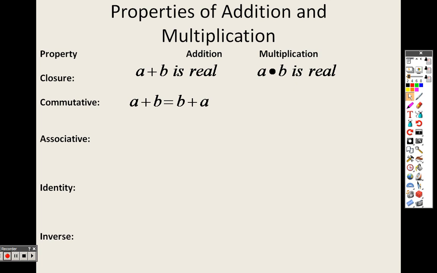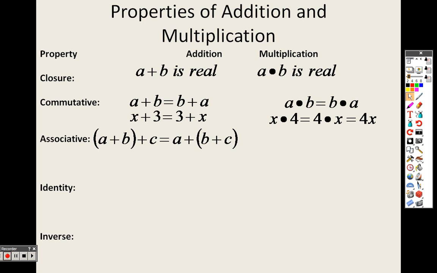The commutative property says if you have two numbers and you add them together, you can add them in reverse and get the same thing. So a plus b equals b plus a. So for example, if we had x plus 3, you get the same answer as 3 plus x. With multiplication, it's the same. A times b equals b times a. It doesn't matter which way you multiply, you'll still end up getting the same answer. So x times 4 is the same as 4 times x, and both of those are just 4x.